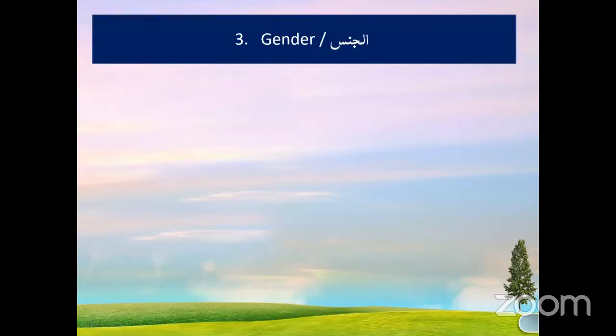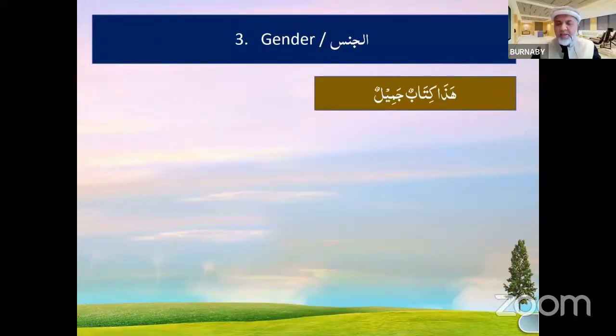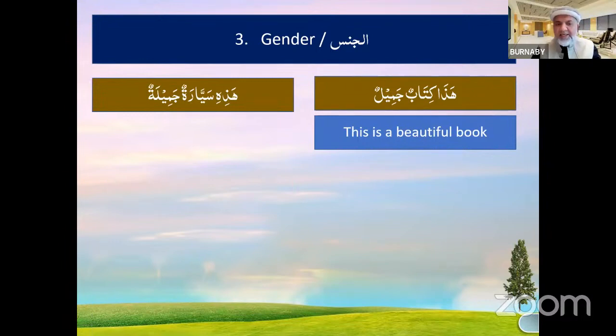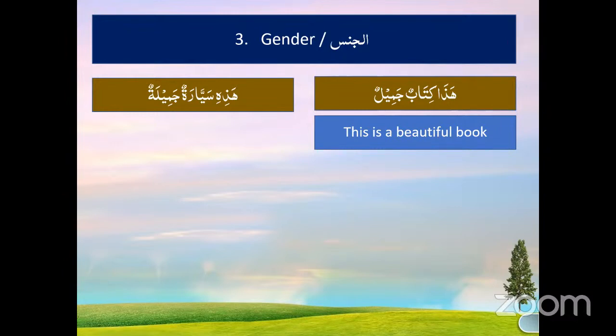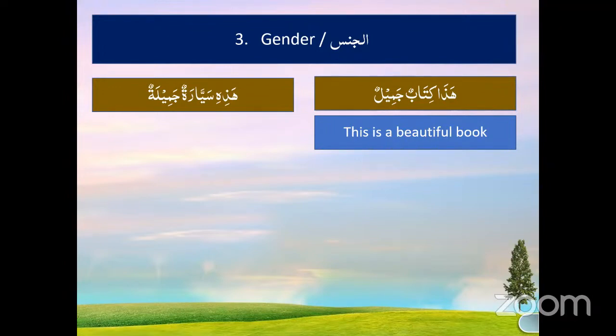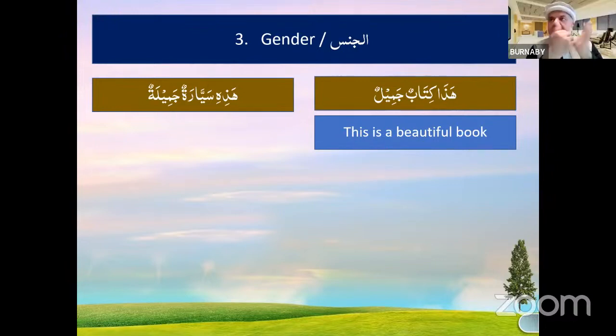Now, let's talk about the jins. Haza Kitabun Jamilun: this is a beautiful book. Hazihi Sayaratun Jamilatun. Over here, Haza Kitabun Jamilun is a complete sentence. This is a beautiful book. What is the translation of Kitabun Jamilun? Beautiful book. Now, is Haza the mubtada? Yes. In this case, I cannot say only Haza Kitabun.